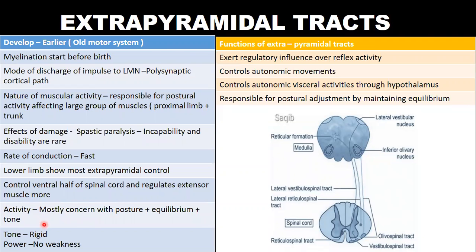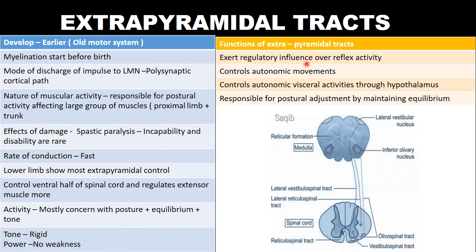Now coming to the activities concerned with it. Activities are basically concerned with tone, posture, equilibrium, and setting up the stages, the completion of which comes through the pyramidal tract. So the extrapyramidal tract is concerned with the equilibrium part, whereas the pyramidal tract is concerned with finalizing the work. Its tone is rigid, its power shows no weakness, whereas in the pyramidal it shows weakness.